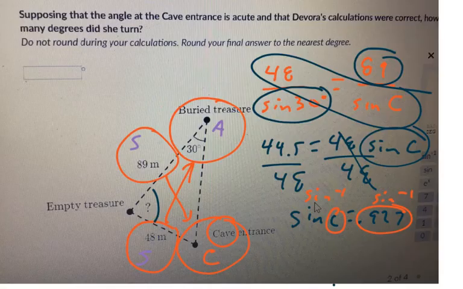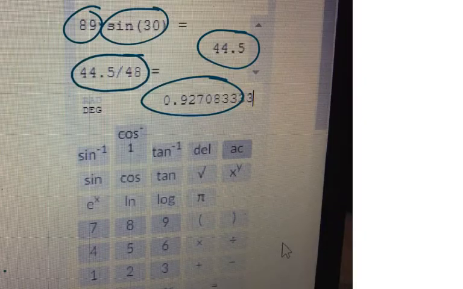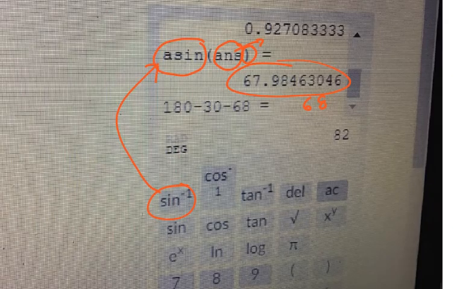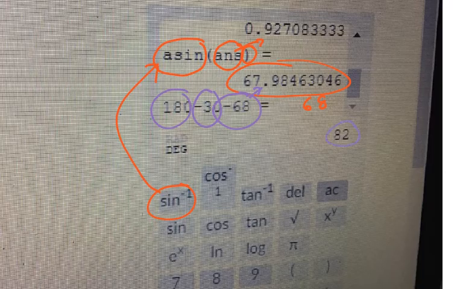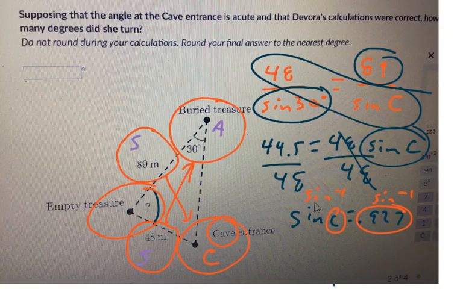So I know this missing angle has got to be 180, right? Minus the 30-degree angle, minus the 68-degree angle, which we found right there. And I get 82. Again, what did I do? I knew, let me clean this up now.